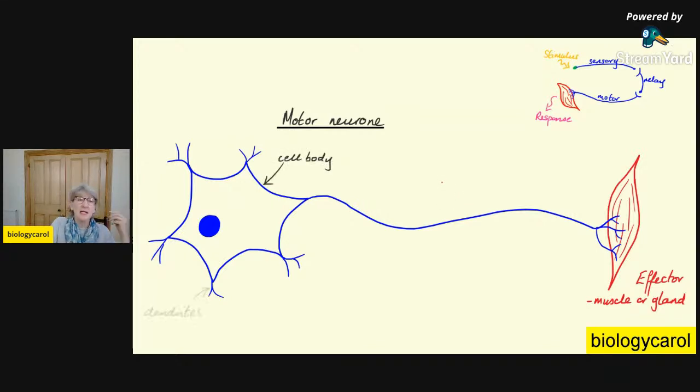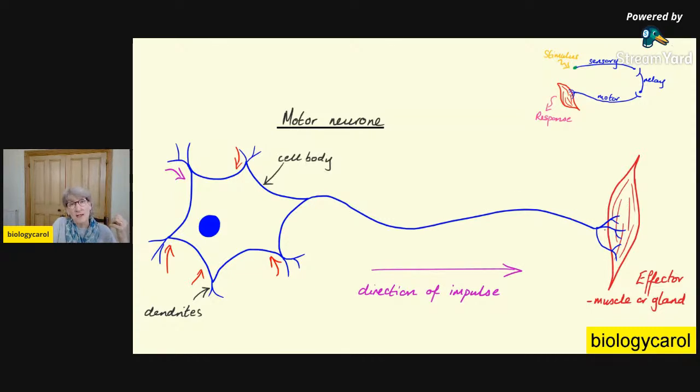So, not surprisingly, here's the cell body. Here are the dendrites. We immediately now know the direction of the impulse. The impulse is coming in to the cell body via the dendrites. These are all dendrites. So let's just spell this out. Here's the direction of the action potential or nerve impulse. And then it goes down the axon to the effector. And here we have a really long axon.